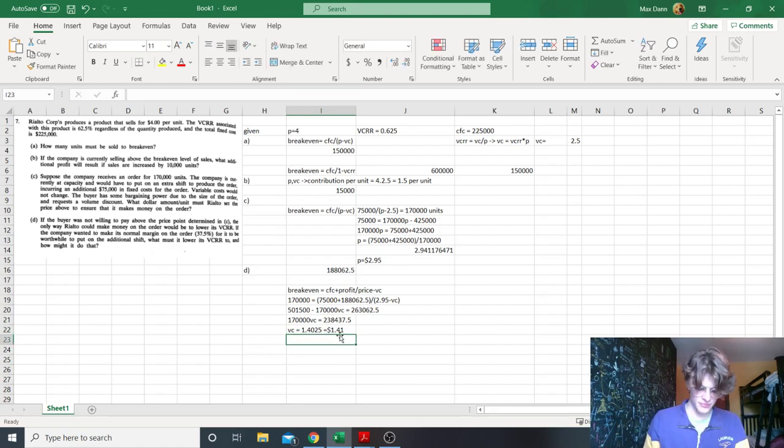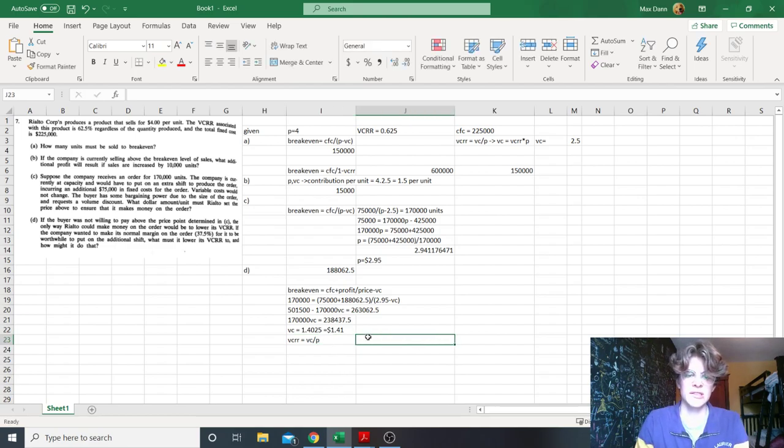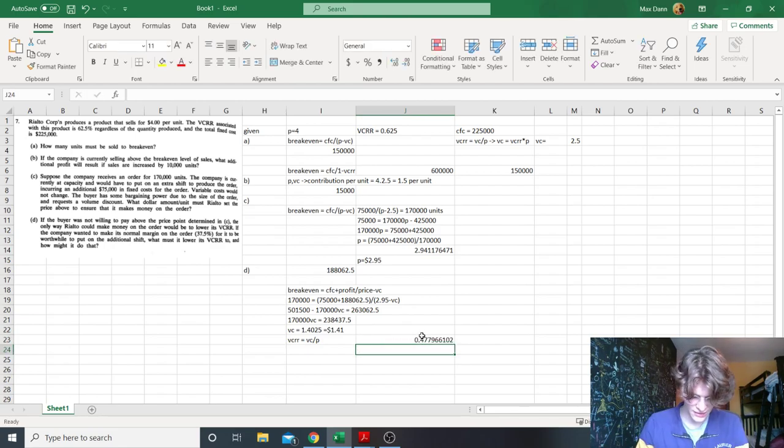And in that case, VCRR would equal VC divided by P. So it would equal 1.41 divided by our price of 2.95, and we get 47.8%. So what does that mean? Well, currently their VCRR is a lot higher. It's 0.625. So how would they get it to this lower amount? Well, they'd have to negotiate with their supplier or something like that to get that lower number.